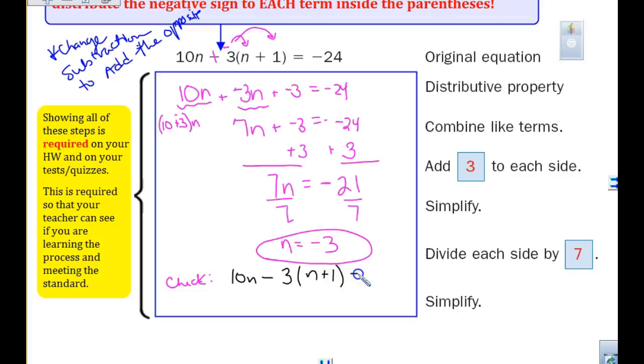Put in 10 times -3. And again, if you want to change this to plus a -3, plus -3 times, you're going to have -3 plus 1, which is really going to give us a -2 here, right? So 10 times -3 plus -3 times -2. I might not even need my calculator for that, right? Because this is -30 plus 6. Is -30 plus 6 equal to -24? Yes, it checks.